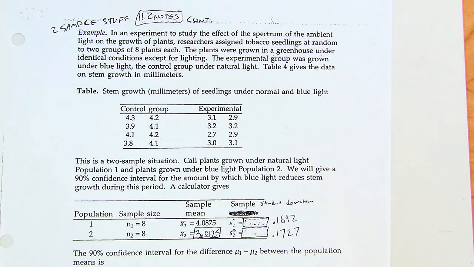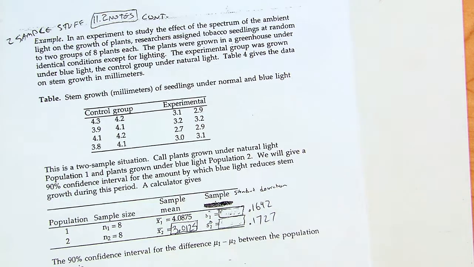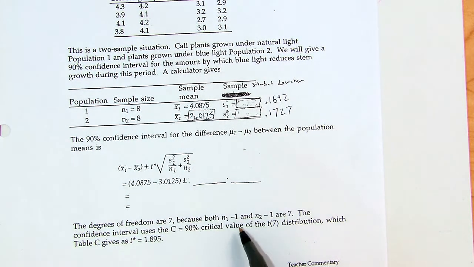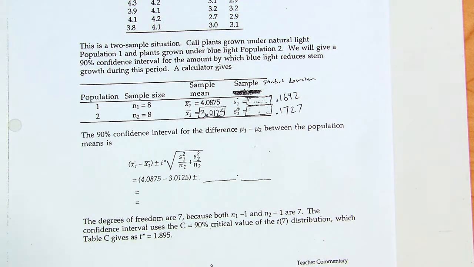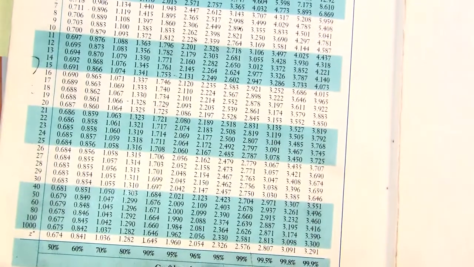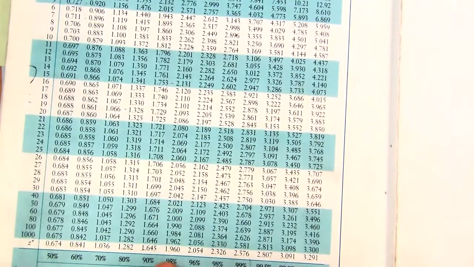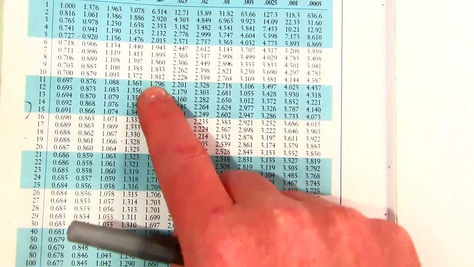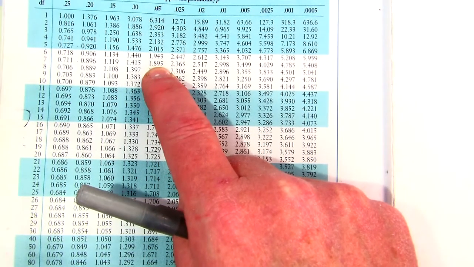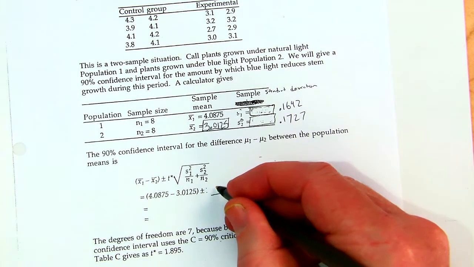Degrees of freedom. 8 in this group, 8 in this group, so 8 minus 1 is 7 for both. Looking in the back of my book, 90%, scrolling up to 7 degrees of freedom, 1.895 is my T star.